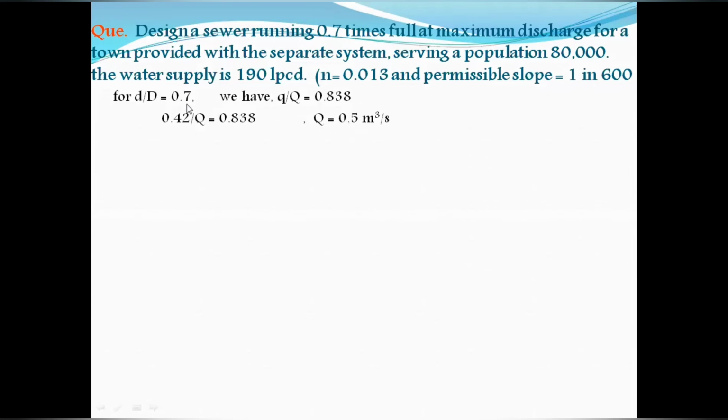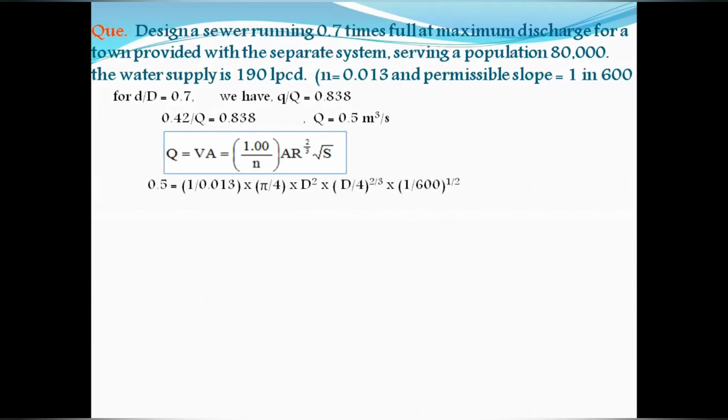It is calculated from this formula, 0.5 meter cube per second, and we know this formula Q is equal to VA, and the value of V from the Manning's coefficient is 1 by n R raised to 2 by 3 into S raised to 1 by 2. In this equation, we have only one unknown, that is D. The value of Q is 0.5. Then 1 upon n value is 0.013. Then area is pi by 4 D square, capital D square. Here we have taken capital D because here the quantity of sewage is also capital Q.